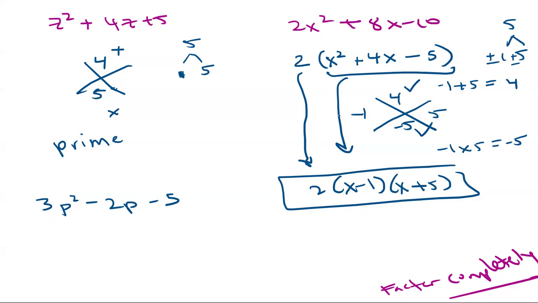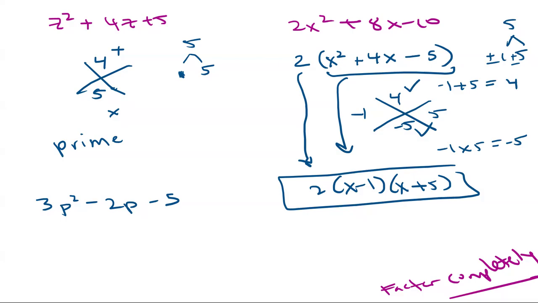Okay, so what if we have something like this? 3p squared minus 2p minus 5. Again, first we want to see if we have a common factor between those three terms. As you notice here, we're not going to have that. 3, negative 2, negative 5, they don't have a common factor between them. So how do we factor this then?